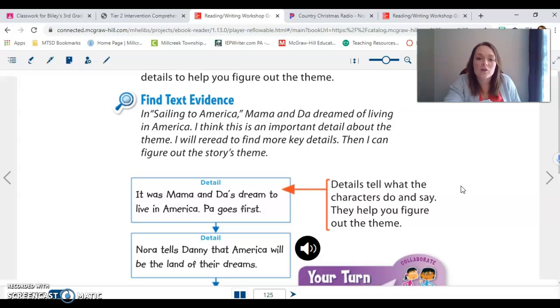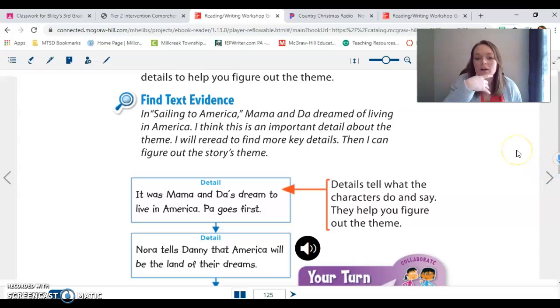So it says, in sailing to America, Mama and Dot dreamed of living in America. I think this is an important detail about the theme. I will reread to find more key details, then I can figure out the story's theme. Okay, so let's look at what they put for a detail to prove that this was their dream of sailing to America. It was Mama and Dot's dream to live in America. Pa goes first. Nora tells Danny that America will be the land of their dreams.